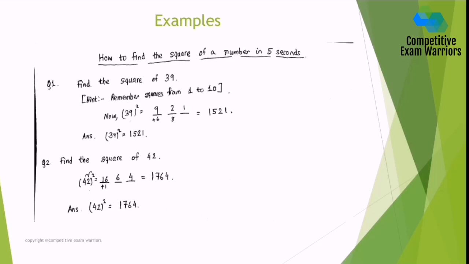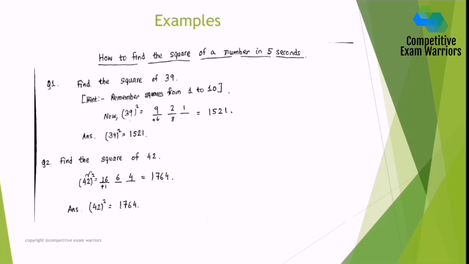So let's come straight to the topic: how to find the square of a number in 5 seconds. First of all, say you ask to find the square of 39. Another important thing, hopefully you now remember the squares of 1 to 10. In my square root lesson I have already taught you that. Please remember the chart, otherwise you will not be able to find the square of a number.